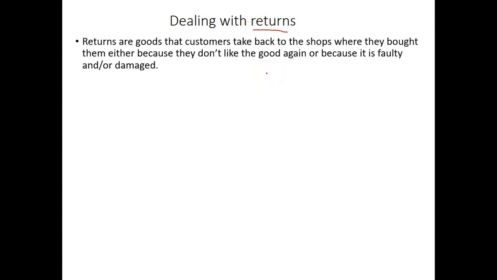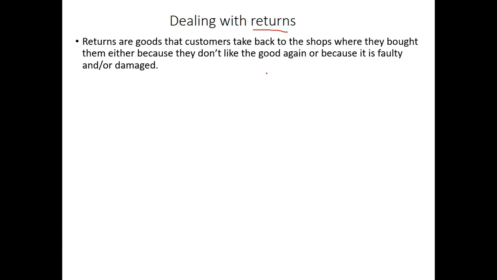Now let's see how we deal with returns. Returns are goods that customers take back to the shops where they bought them, either because they don't like the good again or because it is faulty or damaged. For instance, let's consider ourselves as the store. When customers bring goods back to us, it's because they don't like it anymore or it's faulty. It's returned.